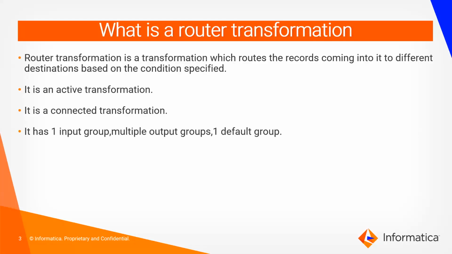Router transformation is a transformation which routes the records coming into it to different destinations based on the conditions specified. We'll specify the conditions in the group ports, and based on that, it will filter and transfer to the next transformations. It is an active transformation.